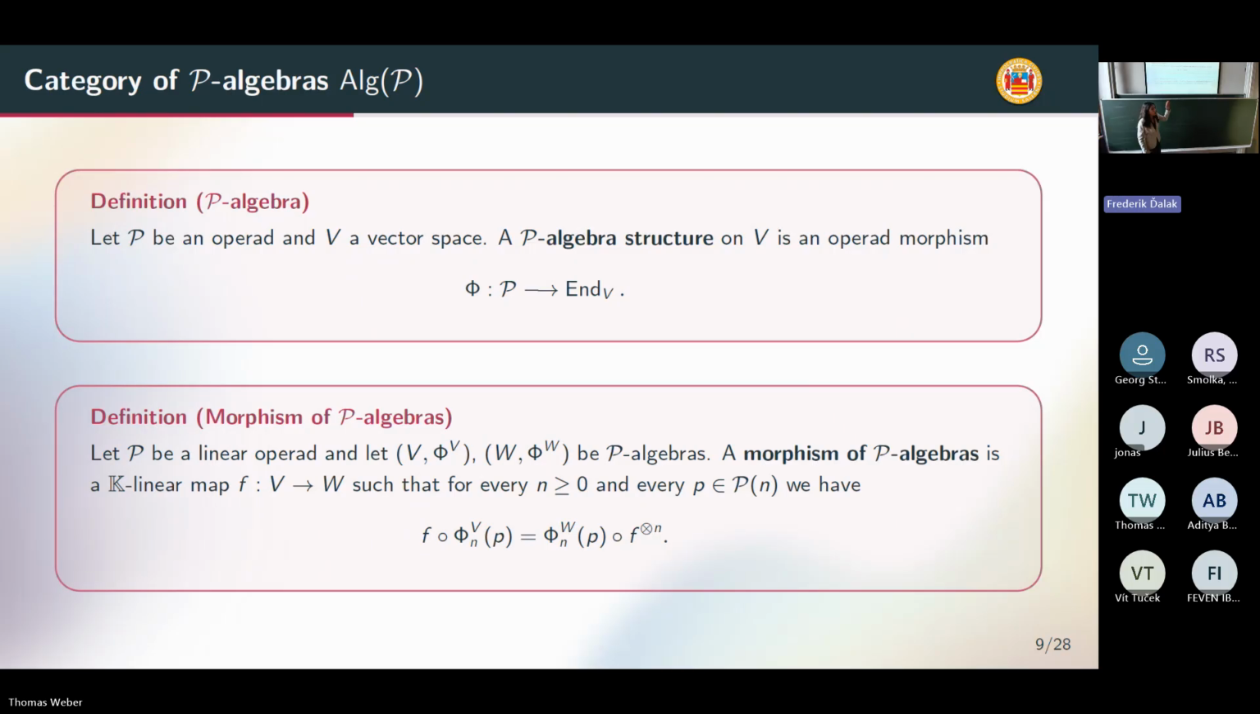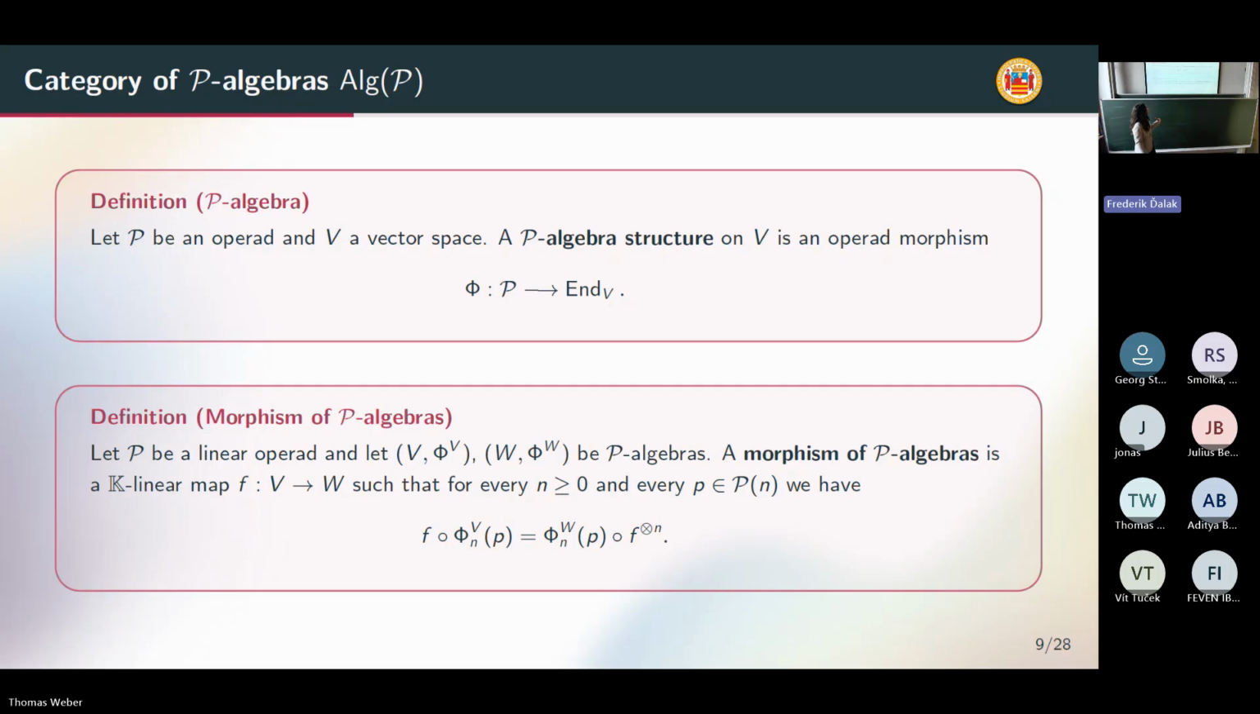It is a morphism of operads, and it is the assignment which assigns to each abstract ternary operation in the operad a concrete multilinear operation now in the operad of endomorphisms. And again, when we have words, we would like again to understand how they communicate with each other.